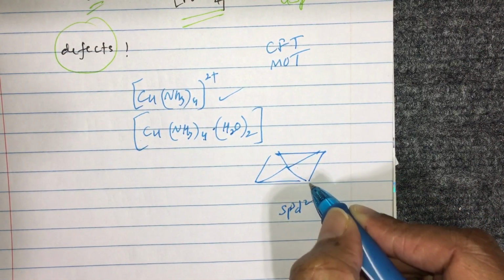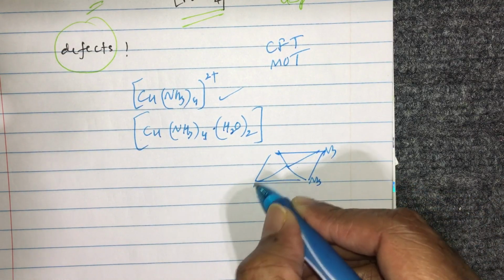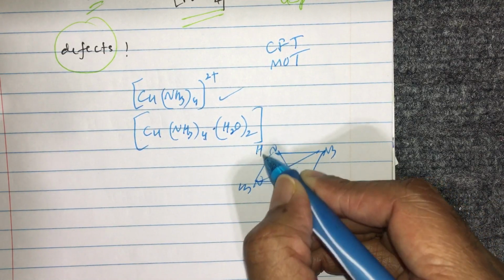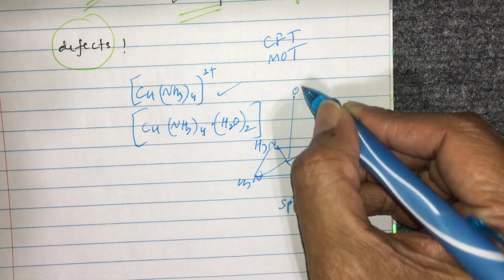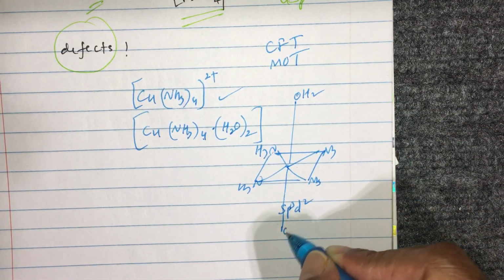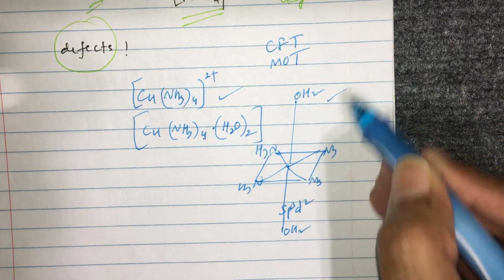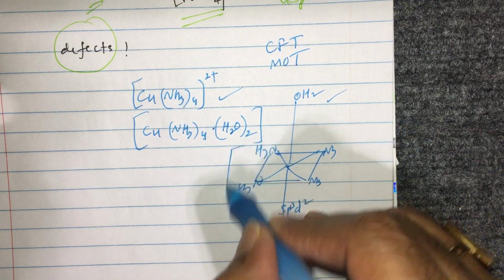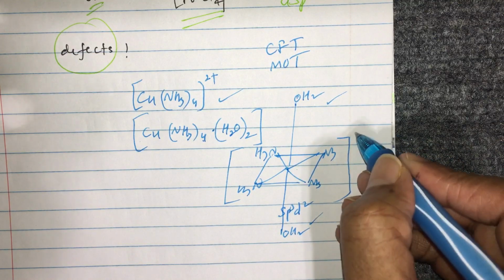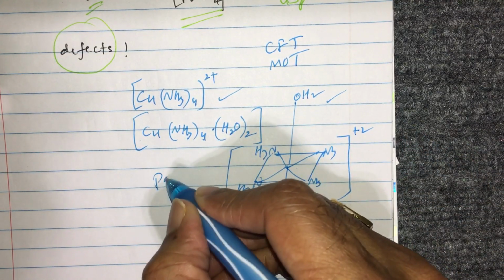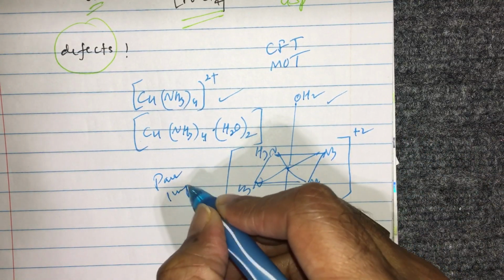sp3d2, and the 4 ammonias are directed to the corners of a regular square plane, and the water molecules are very far off due to something called Jahn-Teller effect, which we don't discuss now. But if you ignore these 2 waters, it appears like square planar, and copper plus 2 is paramagnetic due to 1 unpaired electron. This is a note on that.